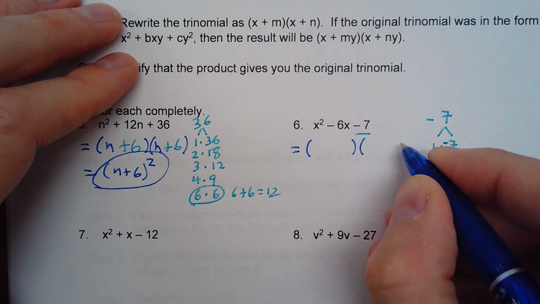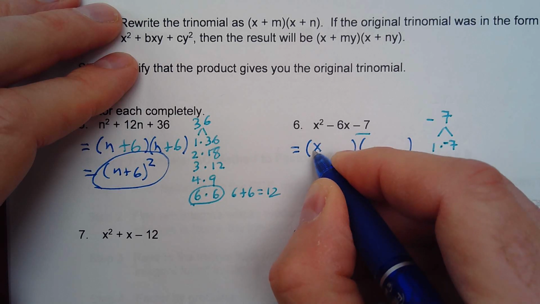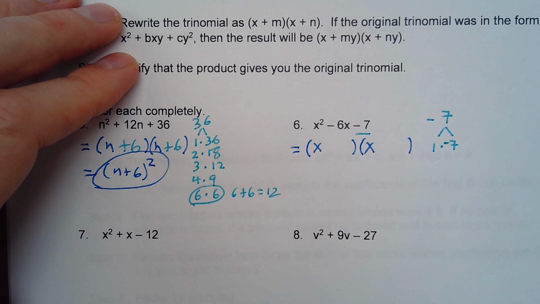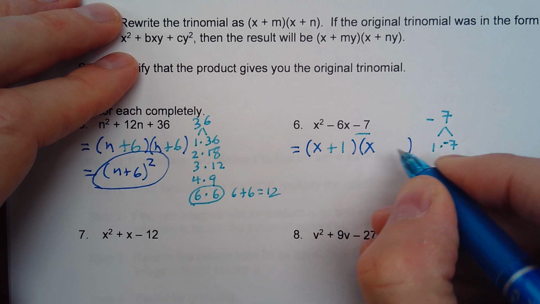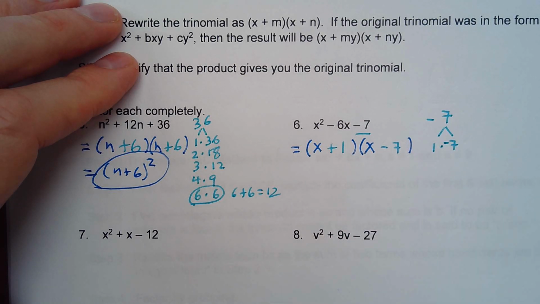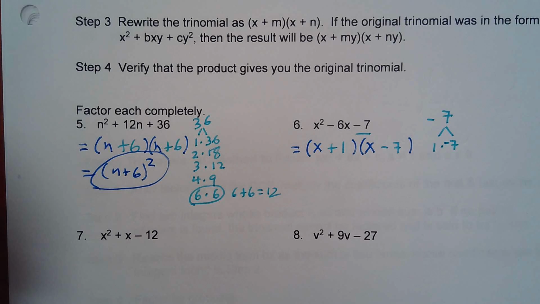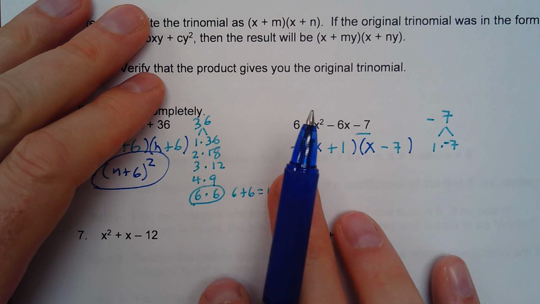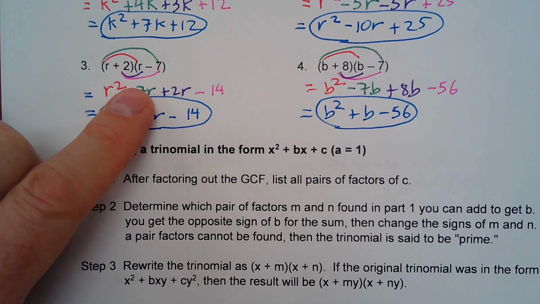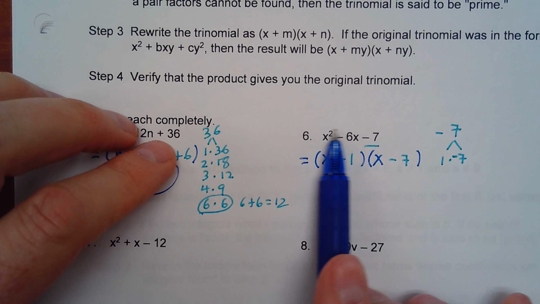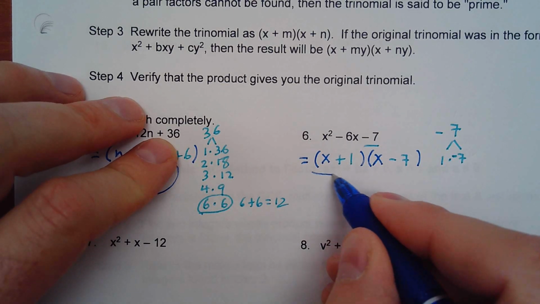So now I can factor, bring down my x's, do a +1 and -7. And keep in mind, I can double check my answer. I can go and I can FOIL this out like we did up here. And if I FOIL it out, I will get what I originally started with.